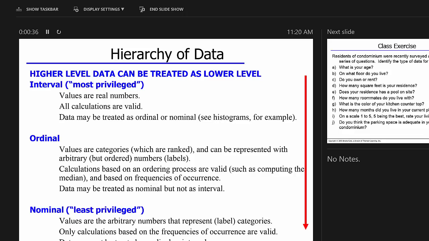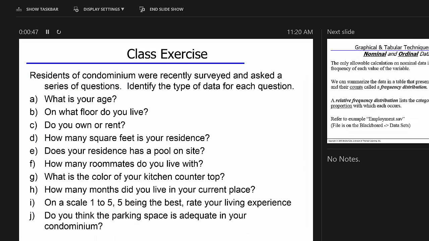Because still no computations are allowed. The only extra thing that you can do with ordinal data compared to the nominal data is compute the median, and that's it, nothing else. Okay, so let's run a quick exercise, right?